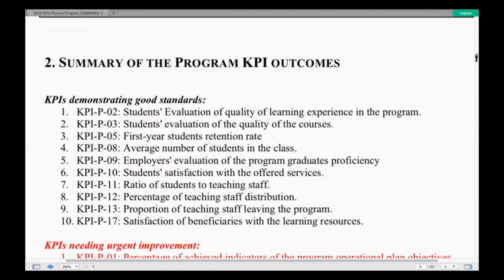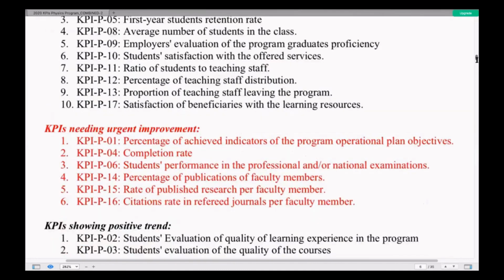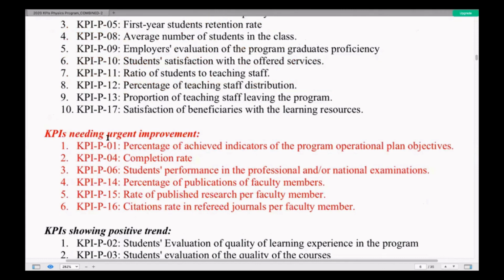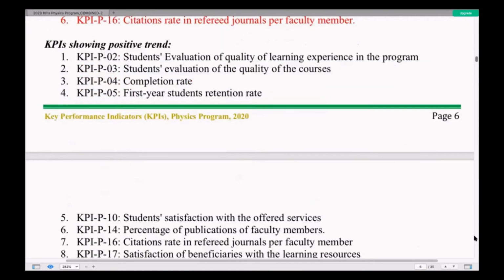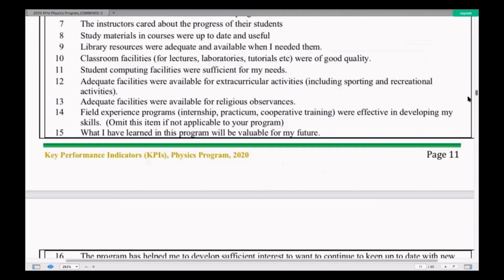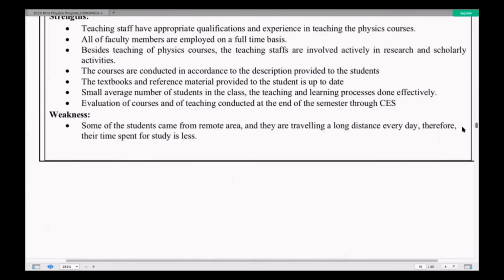Okay, so now I just highlight the summary here. They say here KPIs need urgent improvement. So there are about 6 KPIs that really need urgent improvement: KPI number 1, KPI number 4, KPI number 6, 14, 15, and 16. Remember, 14, 15, and 16 really relate to the faculty member. Okay, so then we can go through to the last part here.